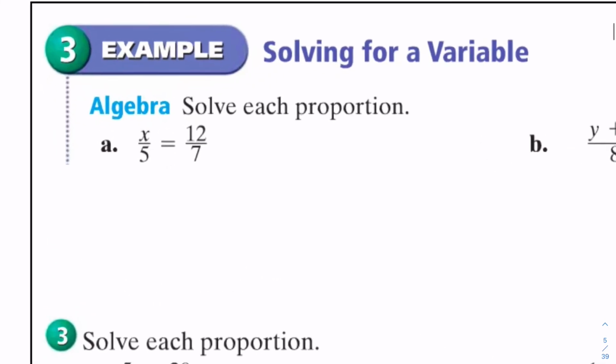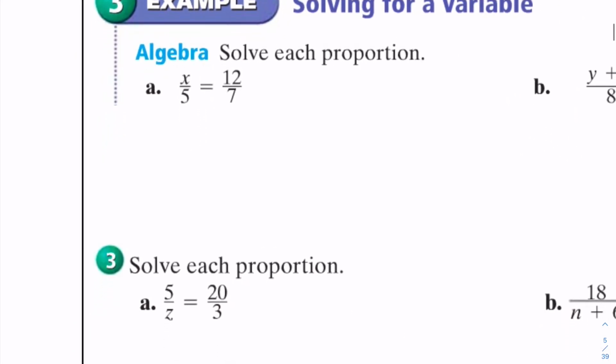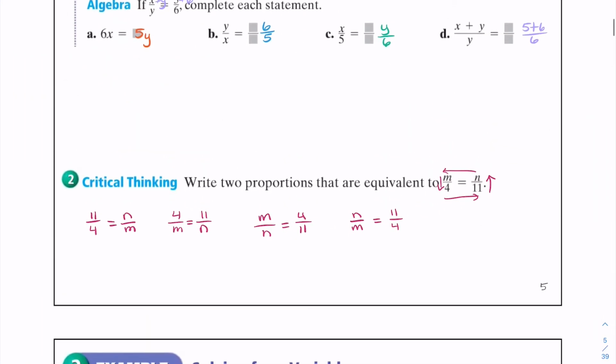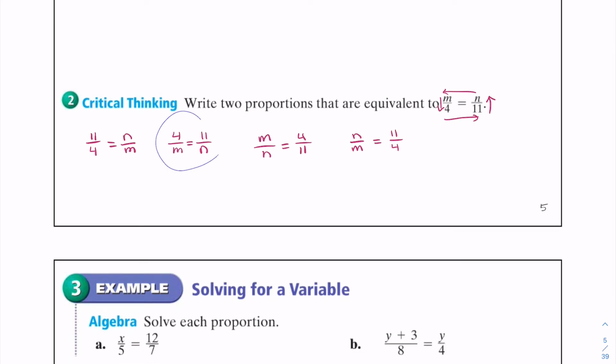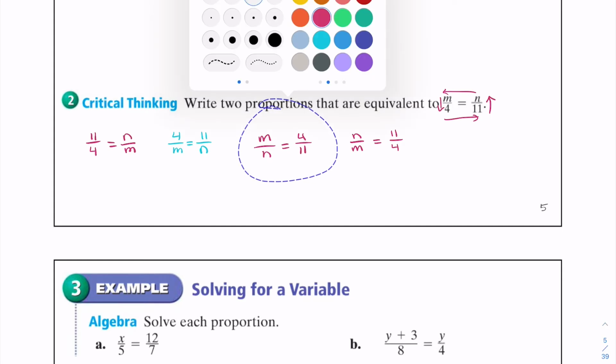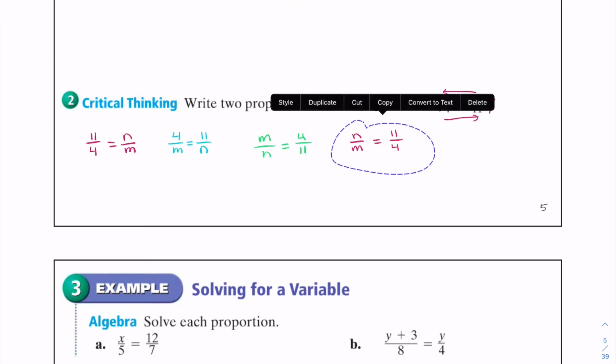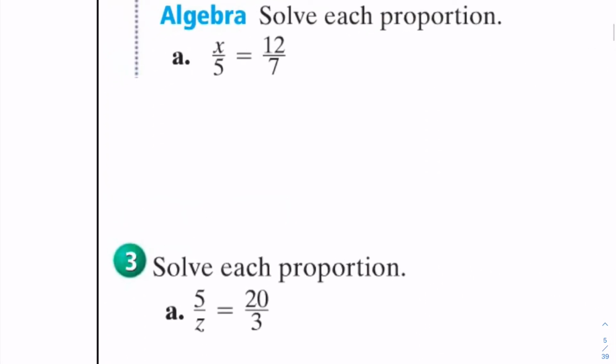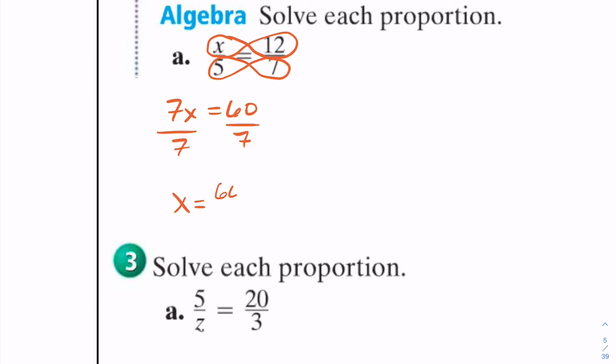All right, solving for a variable. So you're going to use your cross product property to solve for this. So we're going to do, let's see, light purple, red. Let's just change the color of some of these. Blue, green, and purple. All right, so let's do the cross product property for this one. So x times 7 is 7x. 5 times 12 is 60, and divide both sides by 7. So x equals 60 over 7.